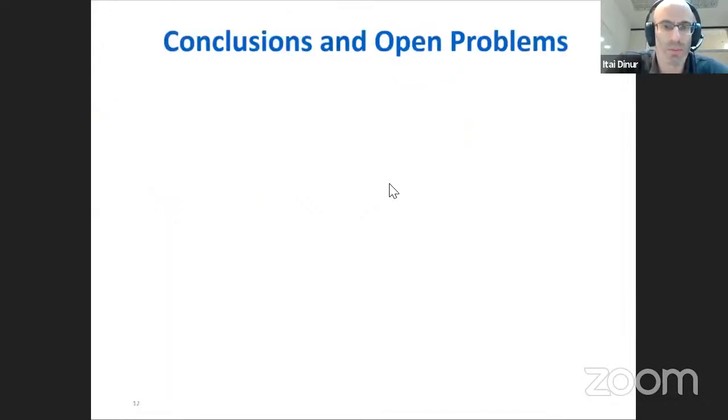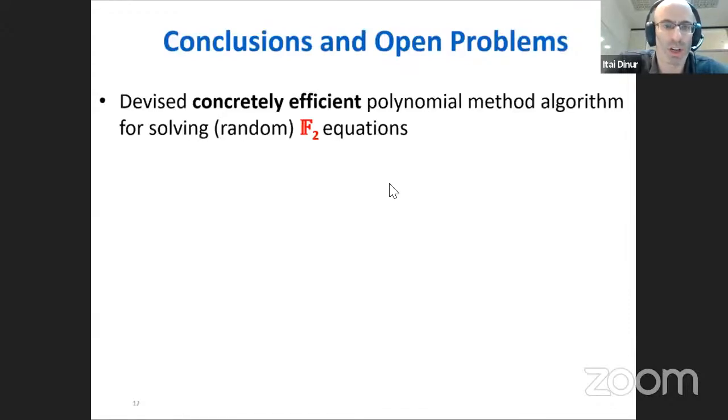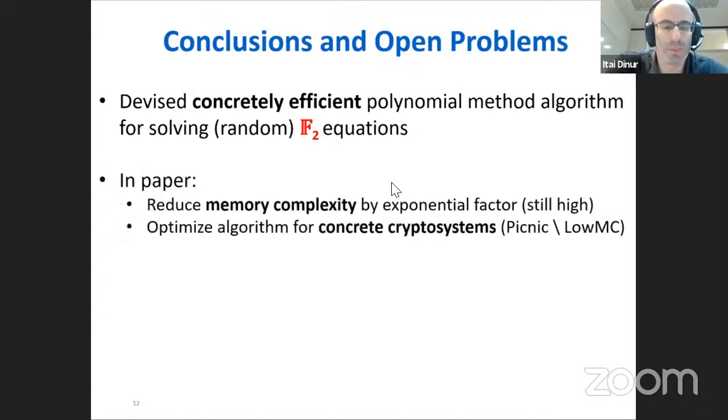So let me briefly conclude. In this work, I devised a concretely efficient polynomial method algorithm for solving F2 equations. In the paper, there are additional contributions, such as reducing the memory complexity of the standard implementation of the algorithm by an exponential factor, although it still remains high. Another contribution is optimizing the algorithm for concrete cryptosystems.